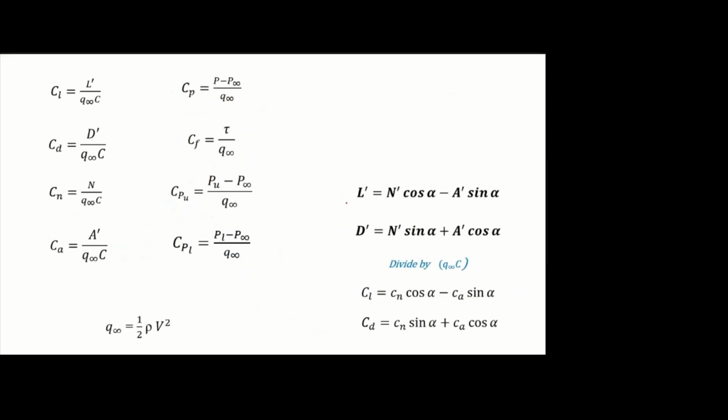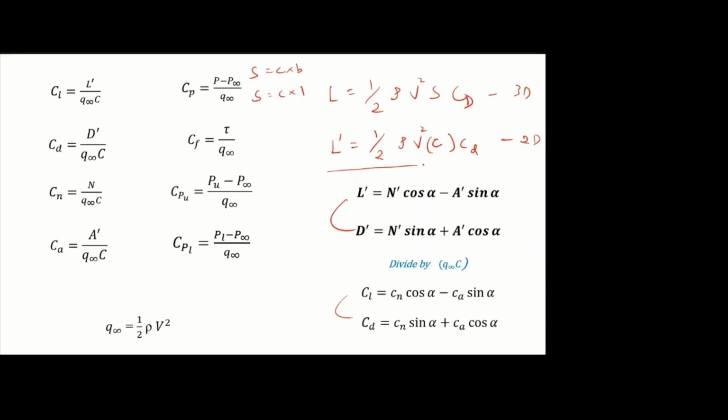Then I am going to write lift and drag in terms of CL and CD. You know the general relation: lift is equal to half rho V squared S CL. This is for the 3D model. And if it is for 2D, then it should be L dash is equal to half rho V square, and instead of S, I am going to take only C, because for 3D it is C into B, and for 2D it is only C into 1. So only C into small cl. So this is the equation.